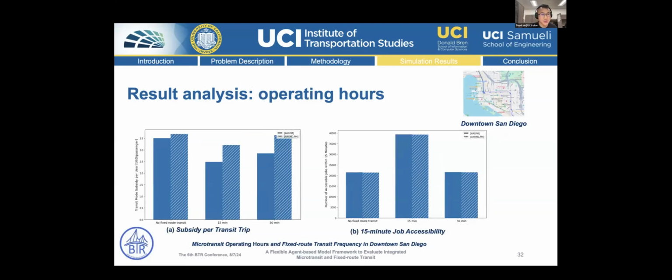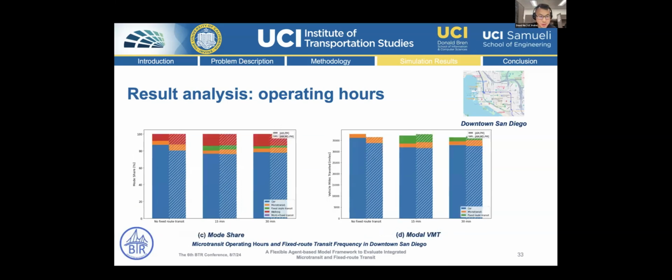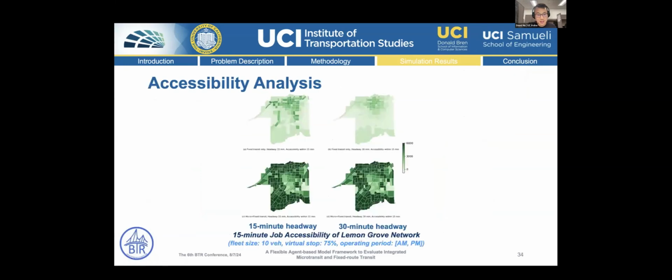And this is the operating hours. As we have more operating hours, we might have more subsidy per user. As we operate more hours, the within-hour accessibility might not change much. And here the orange part is the microtransit mode share. As we have more operating hours, microtransit has a larger share. And this is the modal VMT.